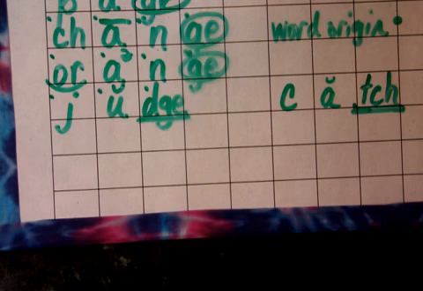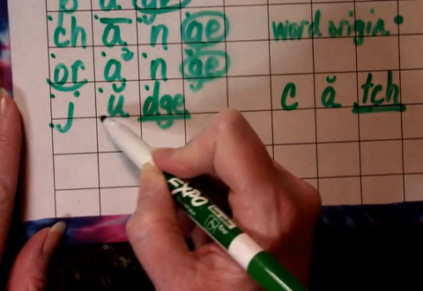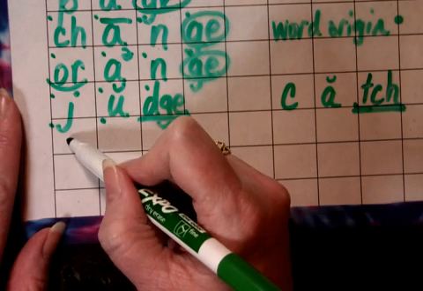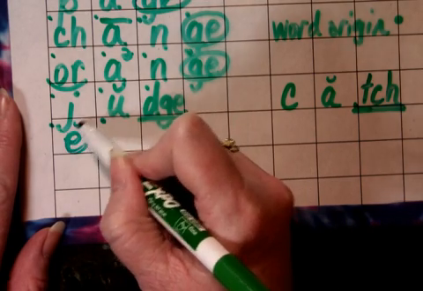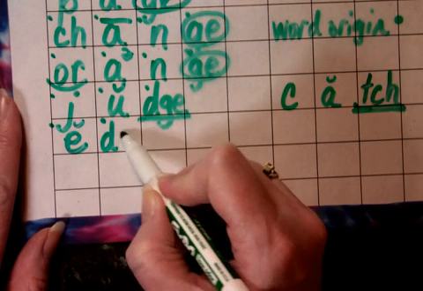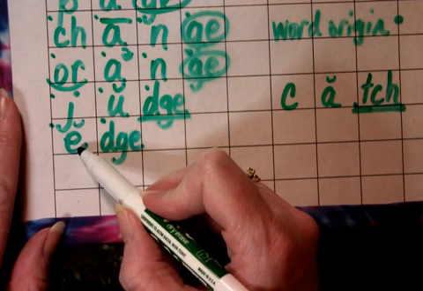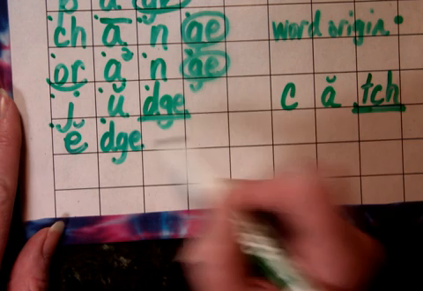The next word is edge. I was at the edge of the cliff. Edge. The first sound is e. It's a short vowel. J. At the end of a word or syllable, following a single short vowel, J will be spelled with a D-G-E.